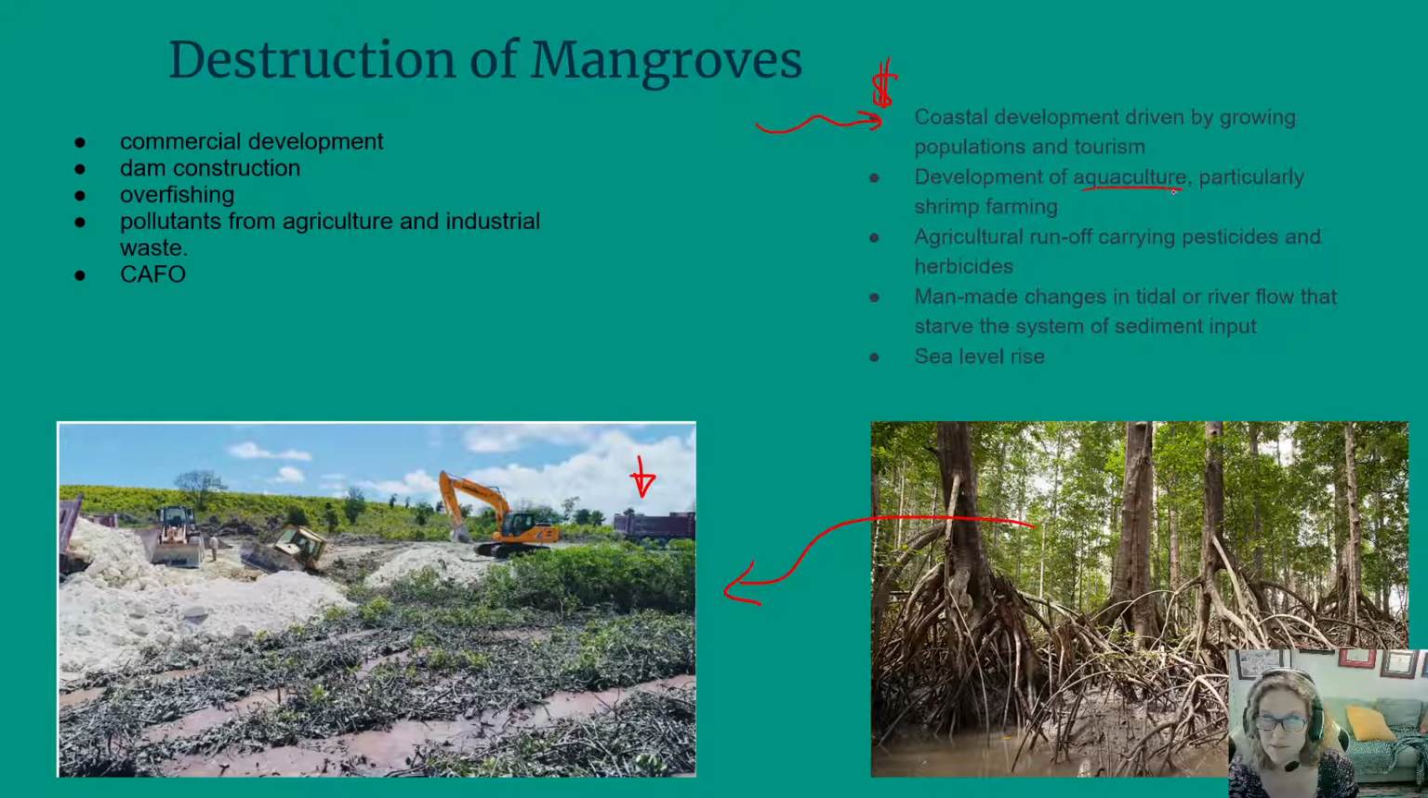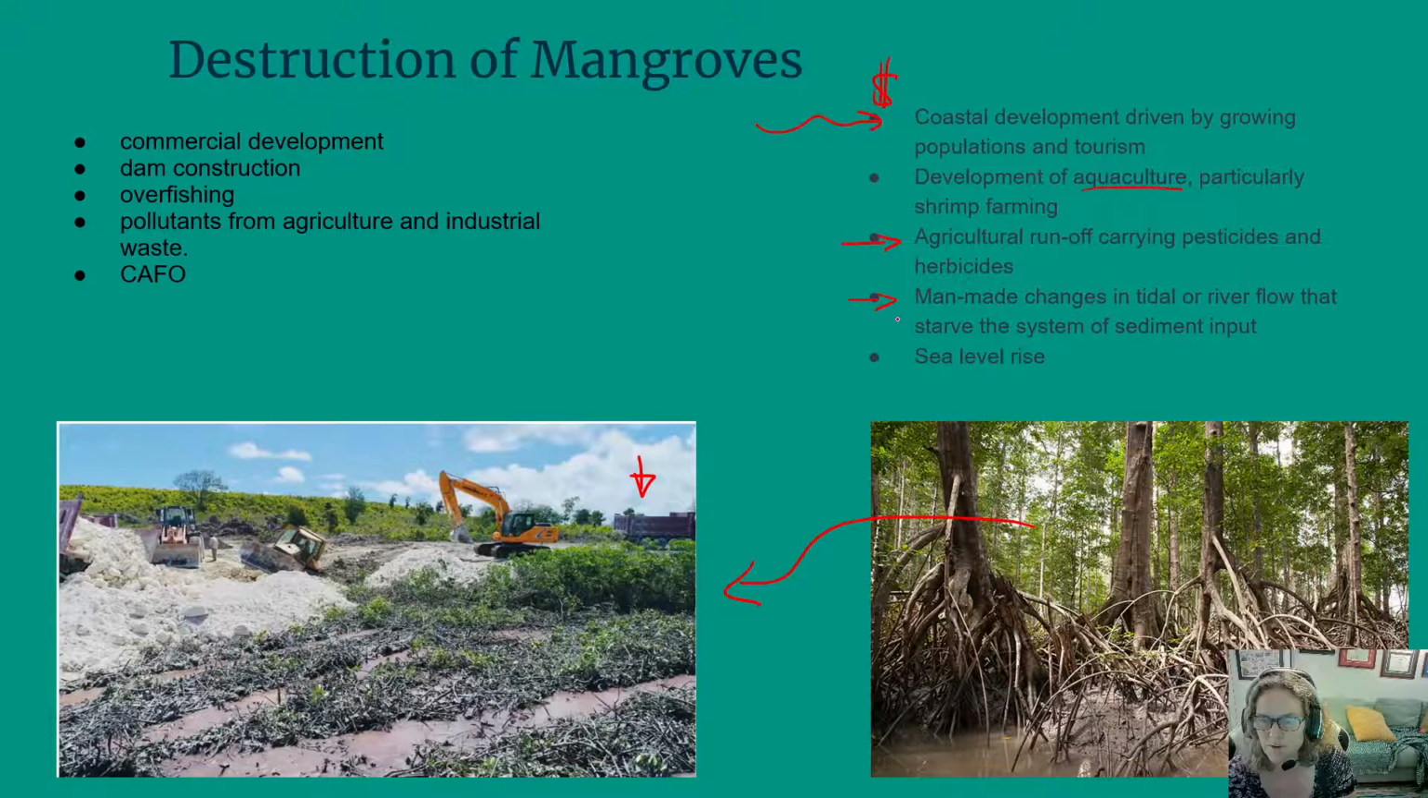Aquaculture, pretty much shrimp farming, makes these removals. So this is a great area to get shrimp. And when you take the mangroves out, it's easier to get the shrimp. The ironic part is over time, as you saw in the video, hopefully, the shrimp goes away too. All right, agricultural runoff, pesticides and herbicides from on-land agriculture can seep into here and start causing problems.